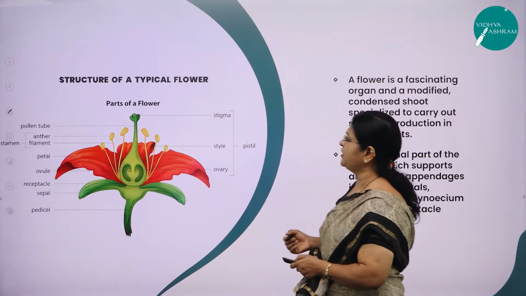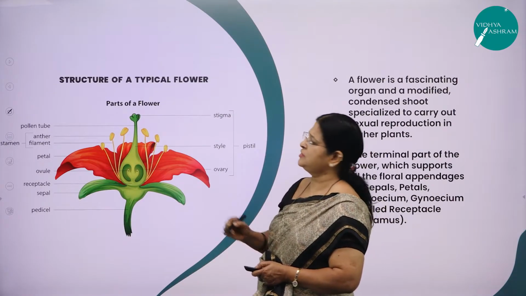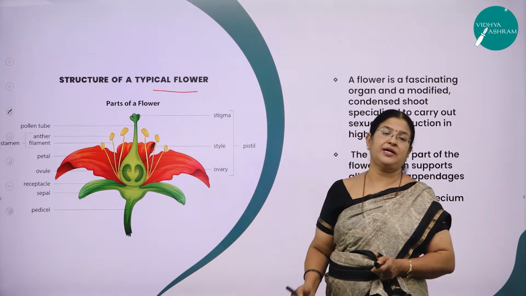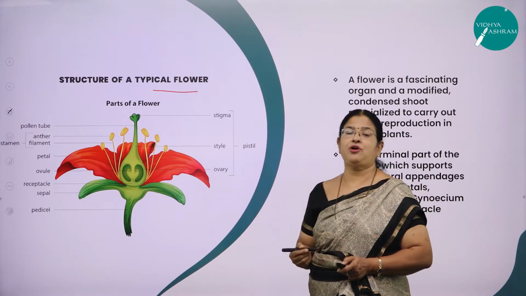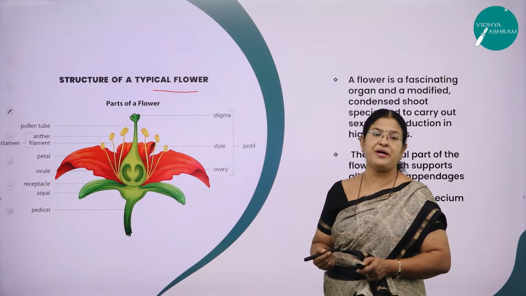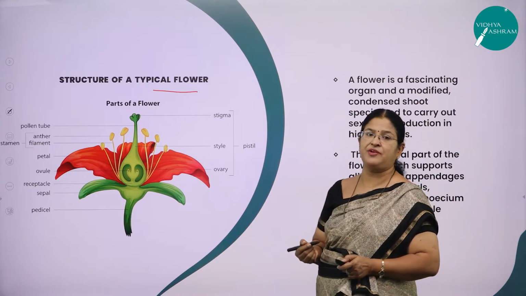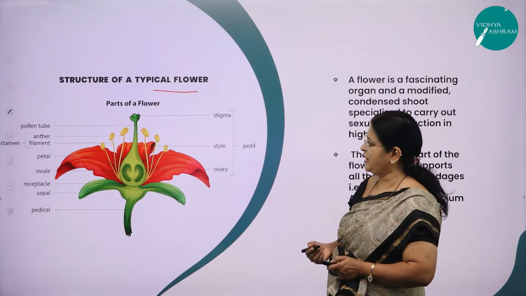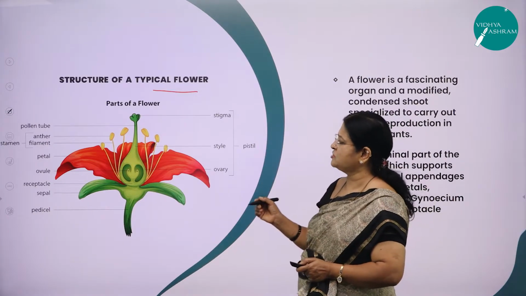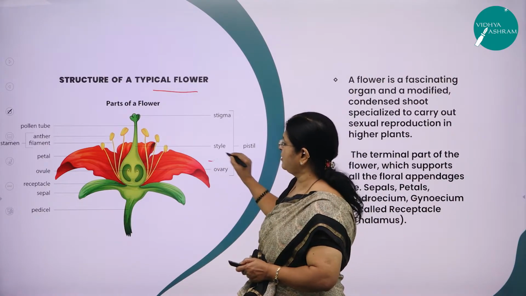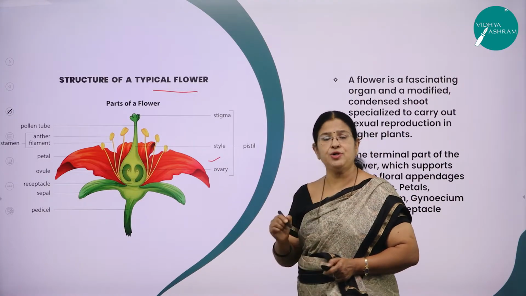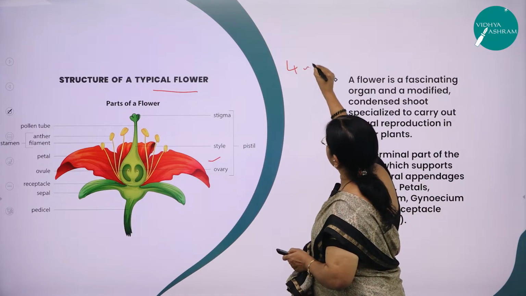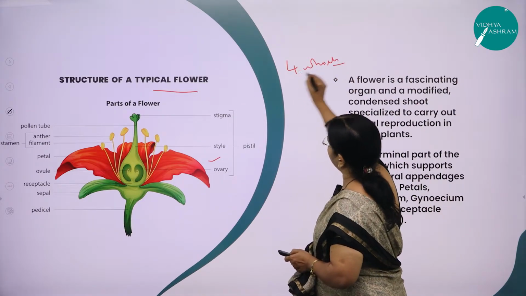Moving on to the next very important concept of this chapter, that is the structure of a typical flower. As you know, when we talk about a bisexual flower, what do you mean by a bisexual flower? A bisexual flower has both the male and the female reproductive structures, right? So, when we study the structure of a typical hibiscus flower or a bisexual flower, usually a flower has 4 whorls. A typical flower has 4 whorls.